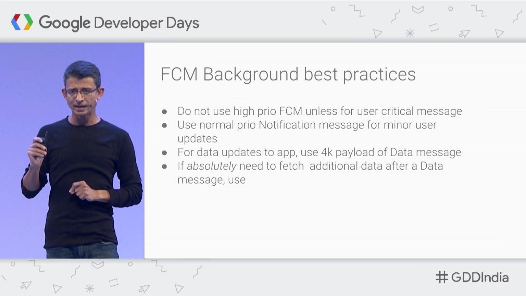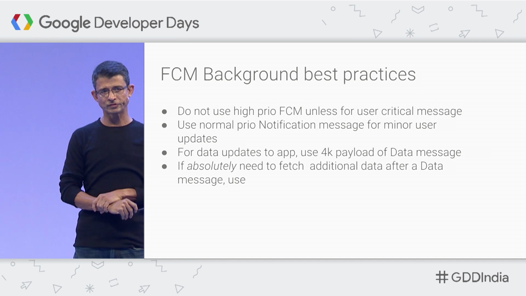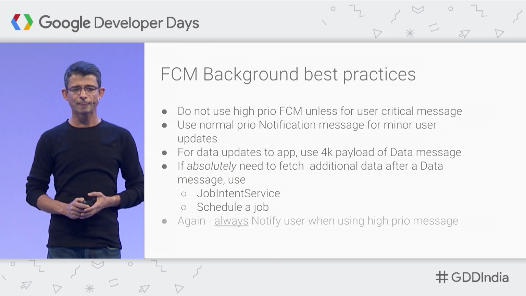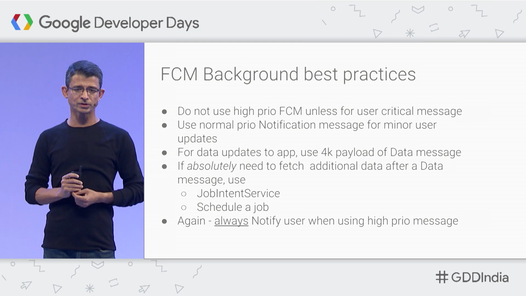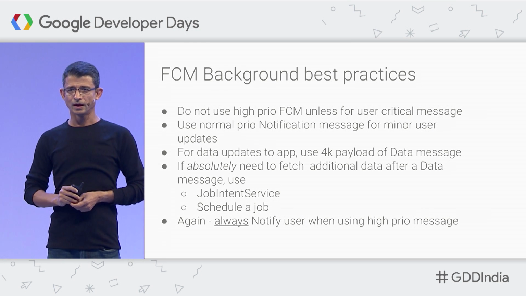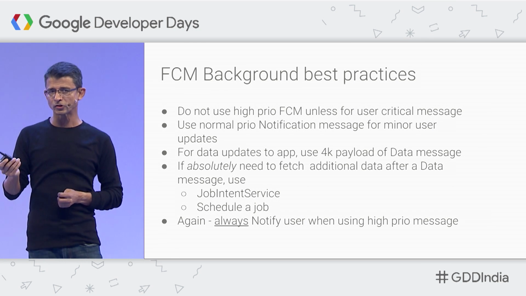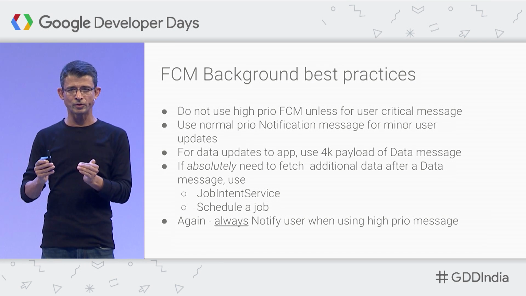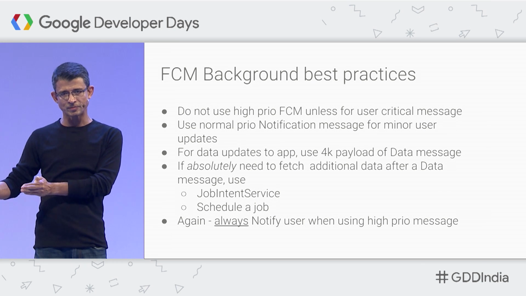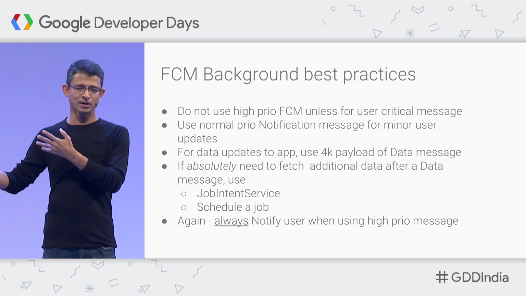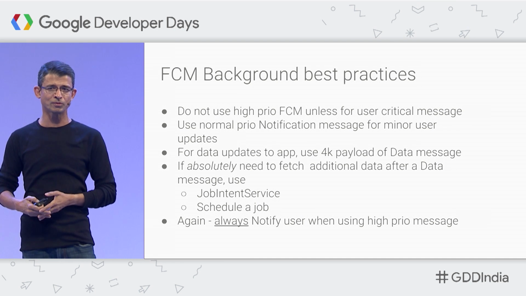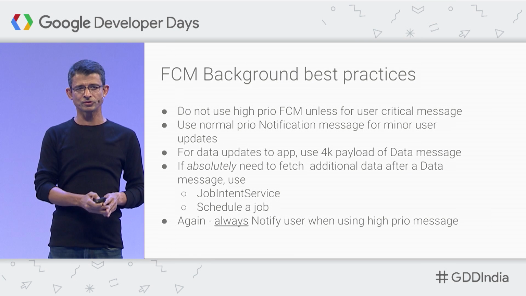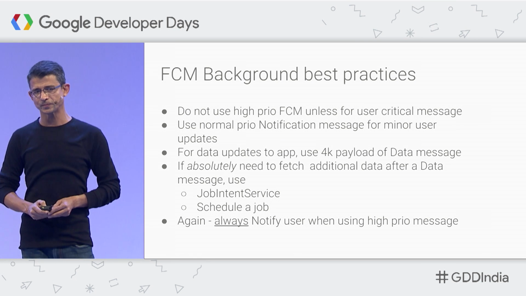If it is absolutely necessary to fetch any additional data after an FCM message, then either use a JobIntentService or schedule a job to get that data. But again, always notify your user when you're using a high priority message. Today, it is possible to not do that. But as you know, Android is moving more and more towards scenarios where we don't want to surprise the user. We want to preserve the battery. So expect that there will be some more restrictions along these lines. So be prepared to handle FCM messages in a way where you're actively notifying the user as soon as you have a high priority message.